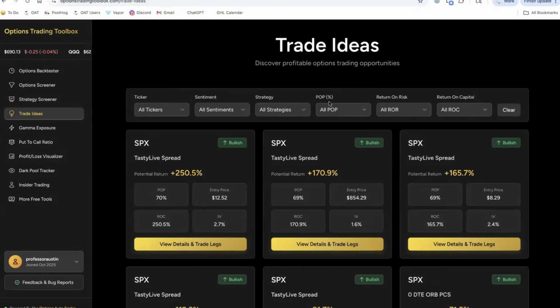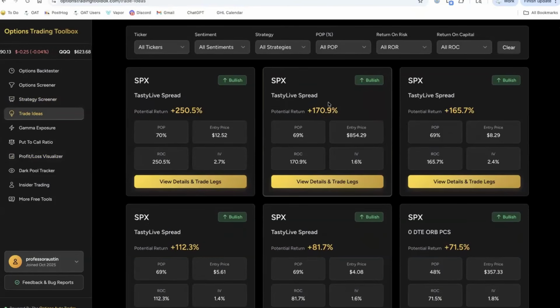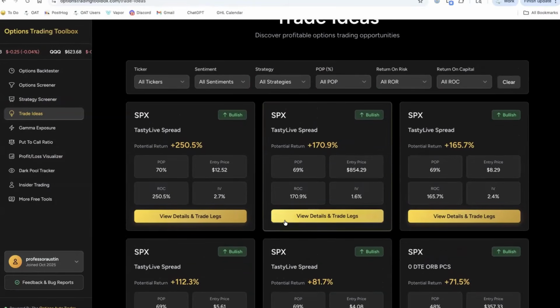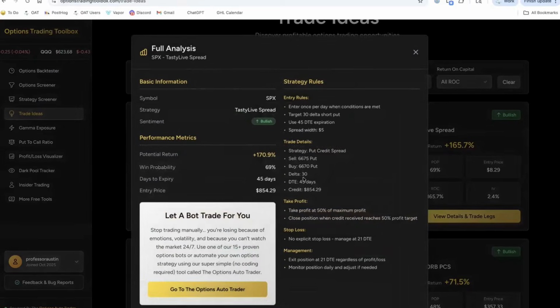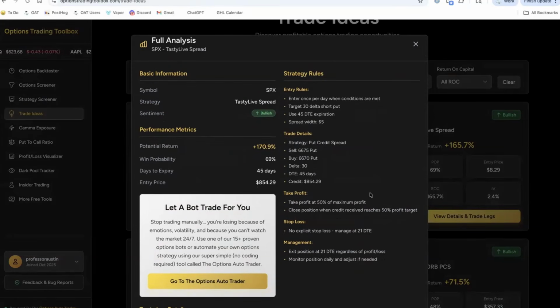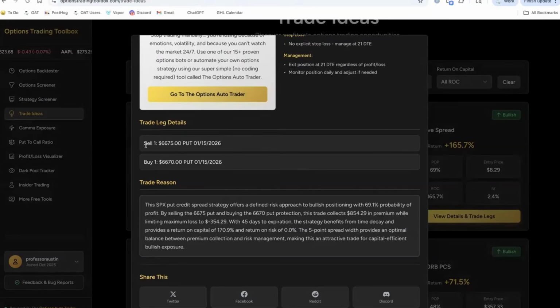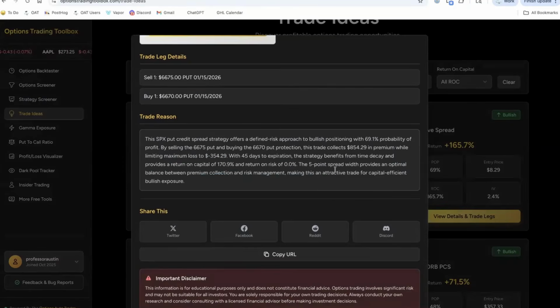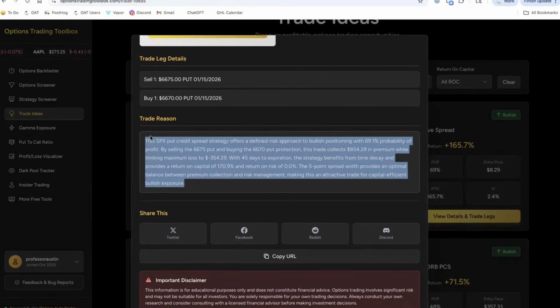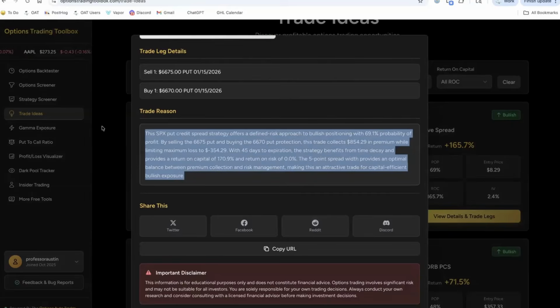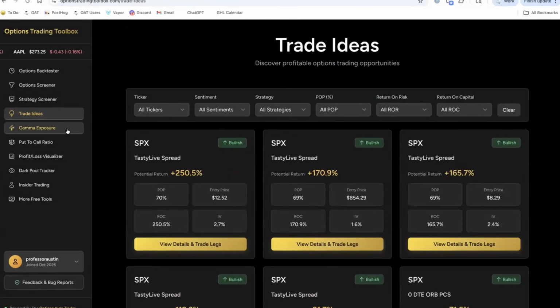Now let's go to trade ideas. Trade ideas allows you to see what's going on. When we're looking at trade ideas, what I want to highlight here is this button right here. It says view details and trade legs. If I click on this, it shows you the strategy rules, the entry rules, the trade details, the trade profit, the stop loss, the management. All of this stuff is listed here. Why? Because I want you to know exactly why this is placing a trade. You can also see all the trade leg details here. Sell one at this, buy one at this, and then the trade reason. Why is this a good trade in this market right now? That is there for you. You can look at those and filter by what you want. So that's there on the trade ideas.